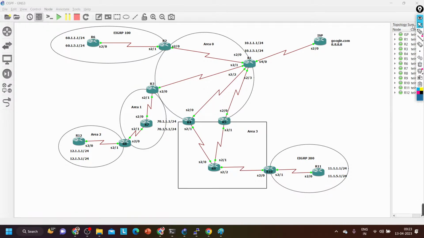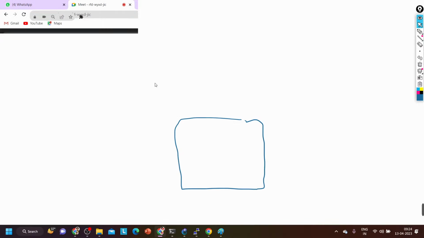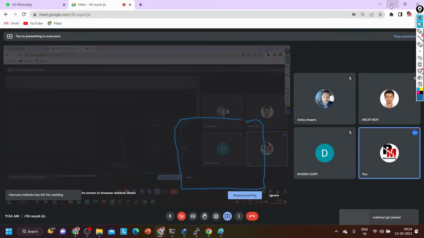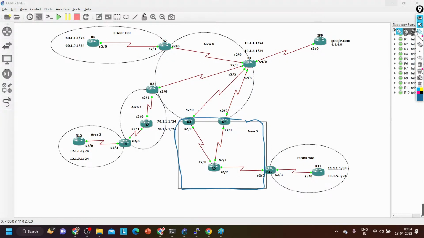So if I want to filter LSA 4 and LSA 5, what can I do? I can configure this area as a stub area, yes or no? In a stub area, LSA 4 and LSA 5 are not allowed. In this area, LSA 5 and LSA 4 are not allowed if I configure this area as what? Stub.